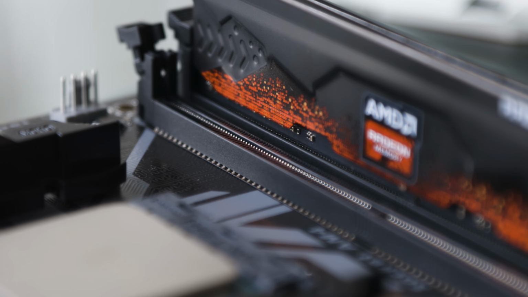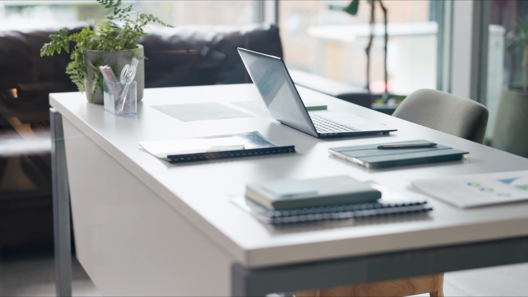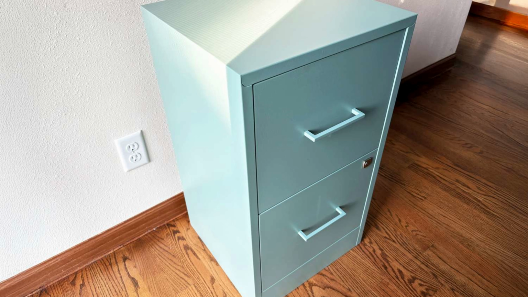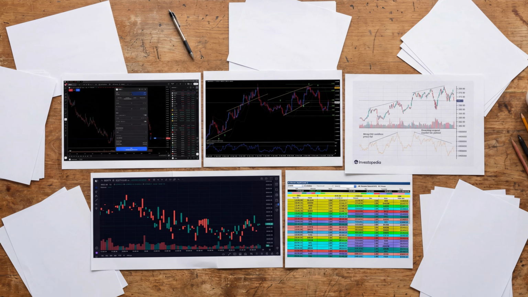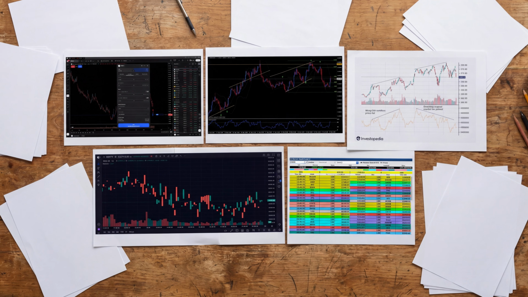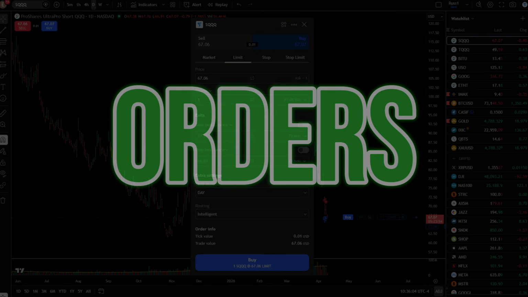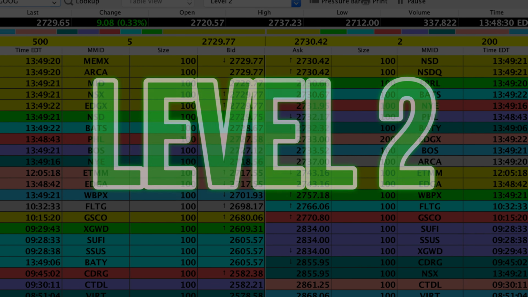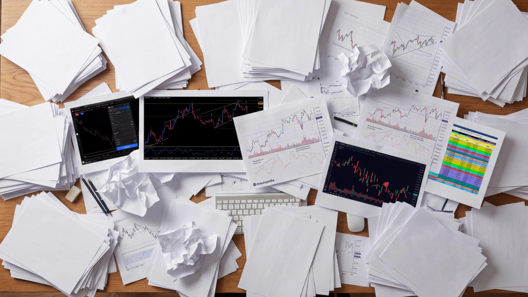So let me give you the picture of what's actually happening inside your computer right now. Think of RAM as the desk your trading platform works on. It's not the filing cabinet, it's the desk. Everything your platform is actively using has to sit on the desk where it can be grabbed instantly. Charts, indicators, orders, live tick data, level 2, all of it stacked on the desk in front of you.